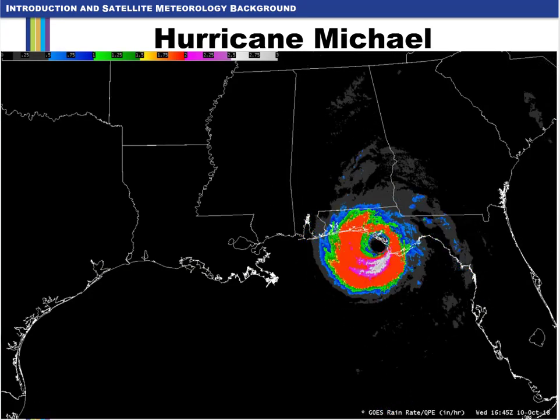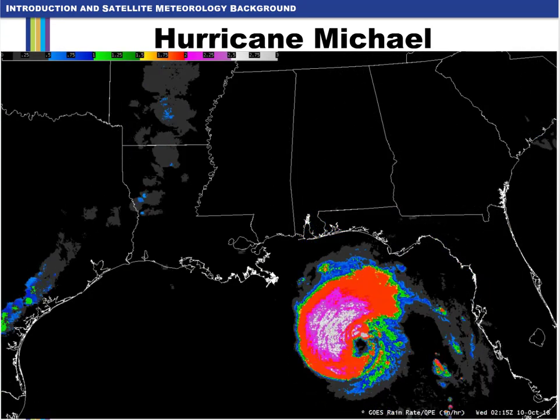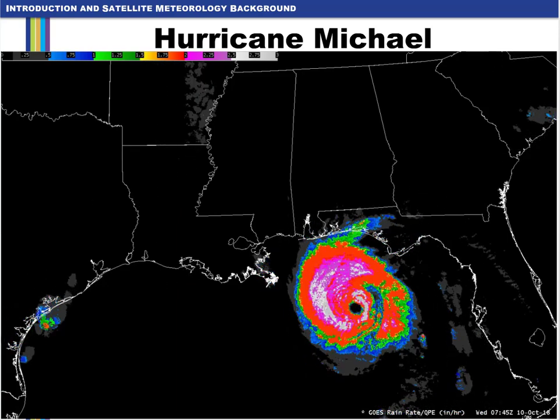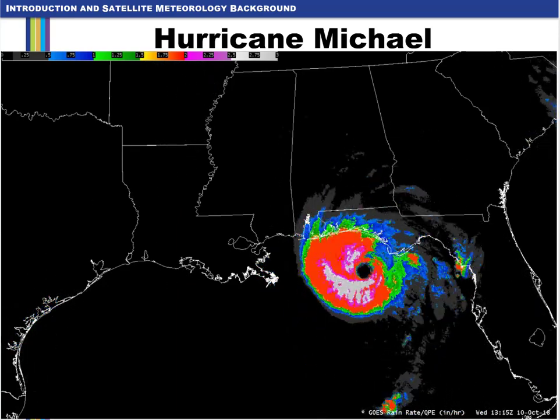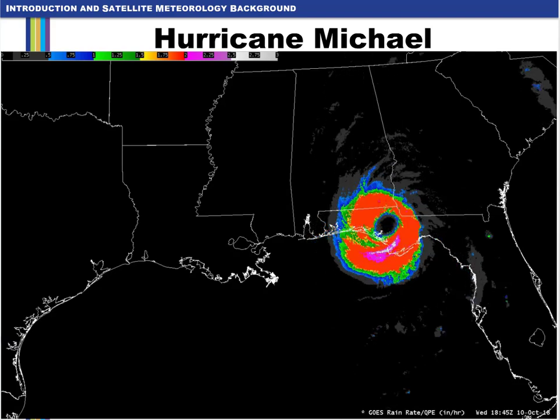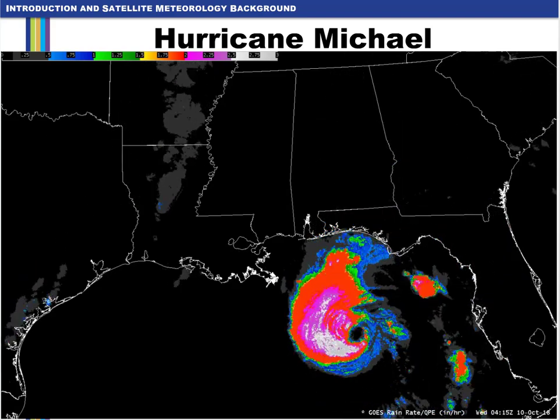This is an example of the GOES-R rainfall rate baseline product as displayed in AWIPS for Hurricane Michael. Units are in inches per hour. Note the overall decrease in rainfall rate after the hurricane makes landfall.